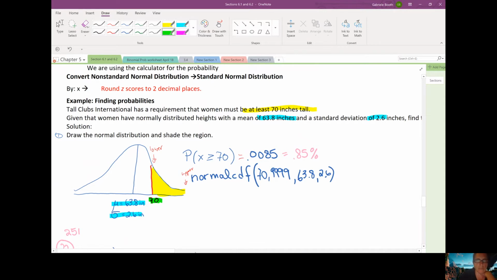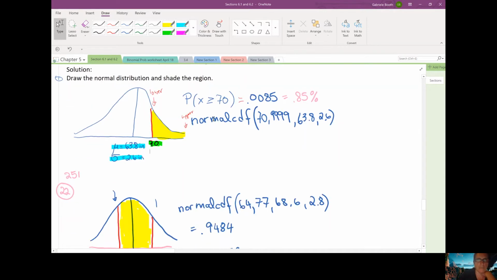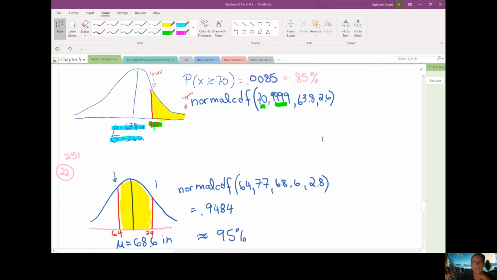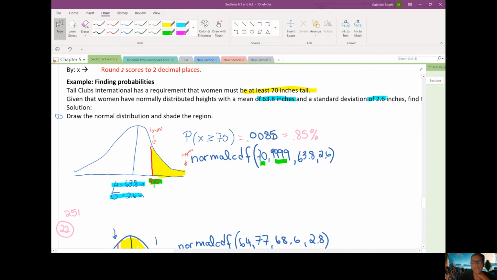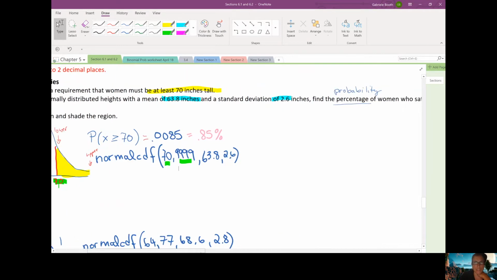And now it becomes a matter of calculator, second VARS, normal CDF. My lower bound is 70. My upper bound is 9,999. Now I have a mean that's 63.8 and a standard deviation of 2.6. And that is 0.0085.